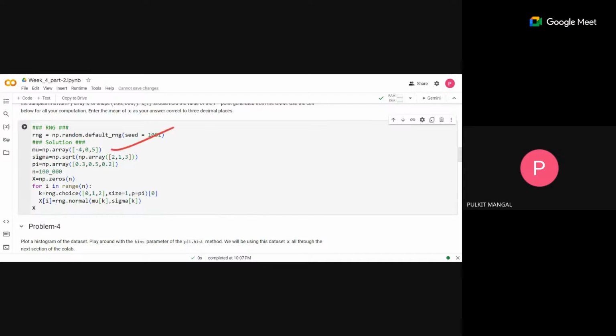We have just defined the 3 arrays, that is mu k, sigma k, and pi k. Then n, that is the number of data points. Then we have created a 0 array of size n. Then we are iterating through a for loop, in which in each iteration we first select the component, and based on the selected component we sample from the normal and update the ith point in the x array, and this would be your final x. Is this code block clear to everyone?